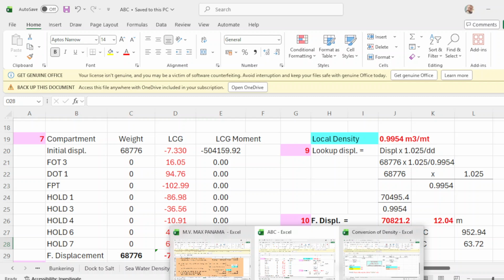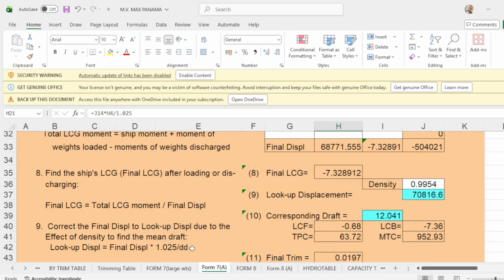and over your local density when you enter the Panama Canal. So the local density is 0.9954, which is this one.